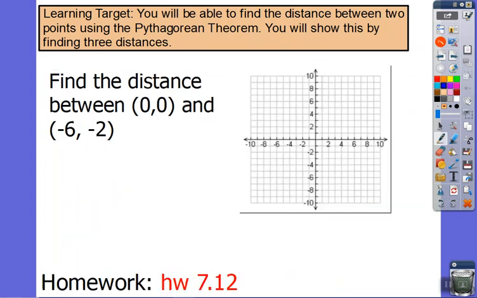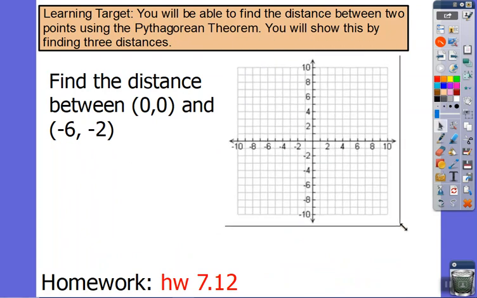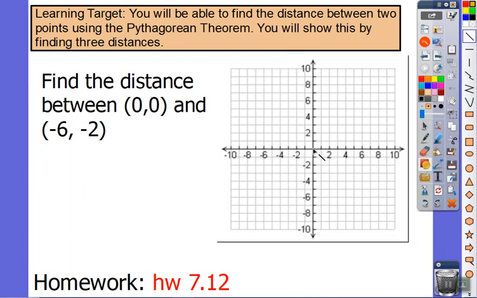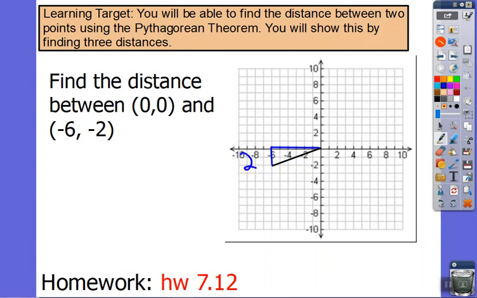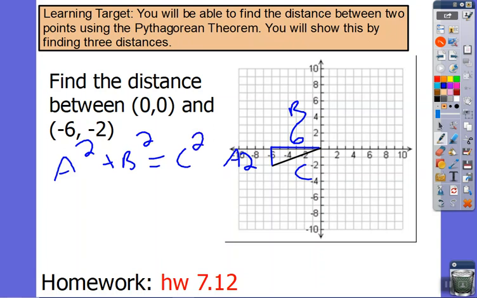Okay, one more. We've got (0, 0) and (-6, -2). So from (0, 0) to (-6, -2), I'm going to make that into a triangle by going straight down, straight over, or straight up and straight over. It really doesn't matter if the triangle is upside down or right side up, as long as you made it into a right triangle. So this is 2 squares. This is 6 squares. A and B. You'll notice, please, in all of these that we're finding the A and the B, or we're given the A and the B, I should say.